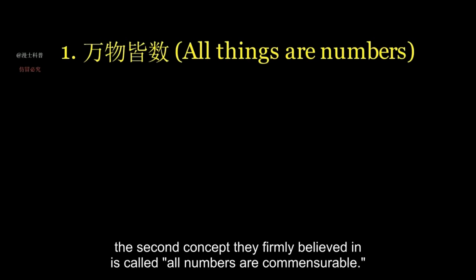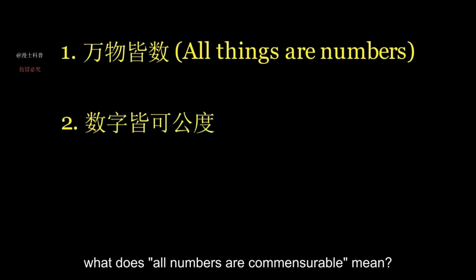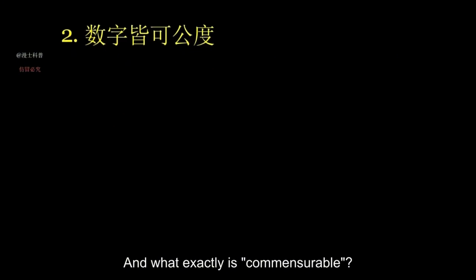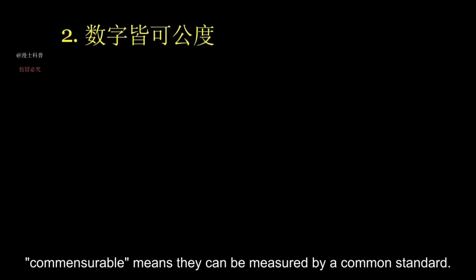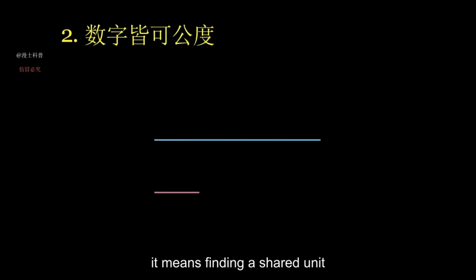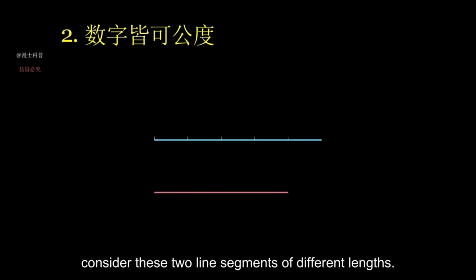Now, the second concept they firmly believed in is called all numbers are commensurable. You might wonder, what does all numbers are commensurable mean? And what exactly is commensurable? Simply put, commensurable means they can be measured by a common standard. So, what does measured imply? To put it plainly, it means finding a shared unit that can express them as whole number multiples of that unit. For example, consider these two line segments of different lengths.